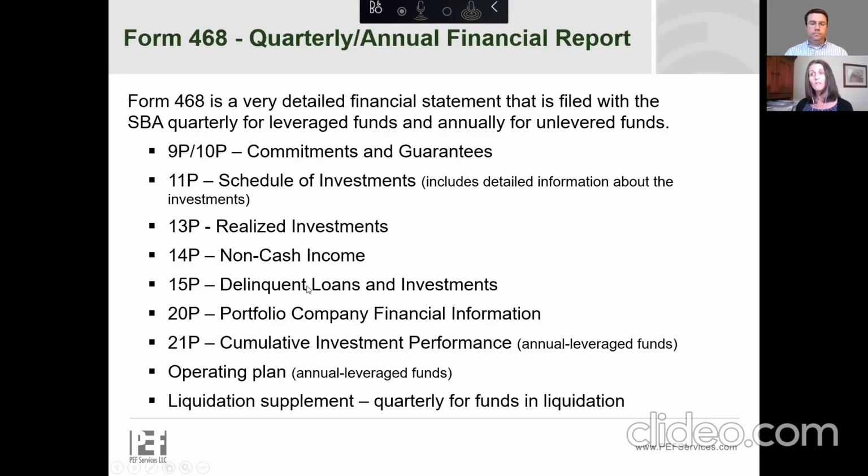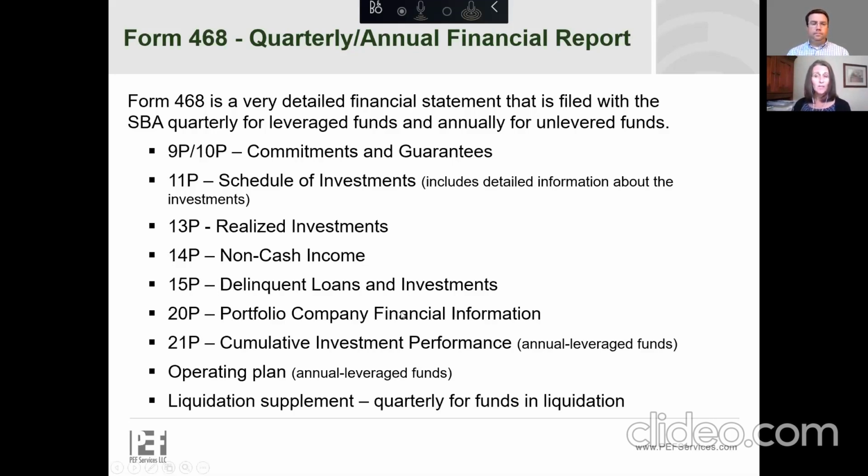And then there's delinquency information. So if any loans or investments are delinquent, and the SBA defines a delinquency as more than 30 days past due. So if it's any interest or principal payments that are more than 30 days past due, they would be listed on this form. The amount that's delinquent, the value of the collateral, the days delinquent, things like that is on that form.